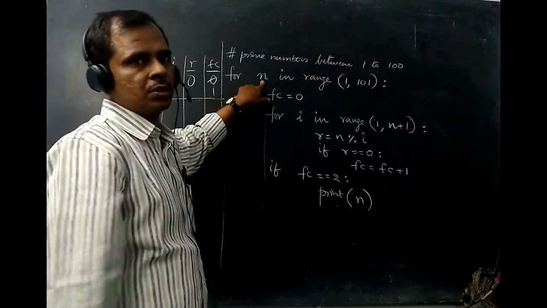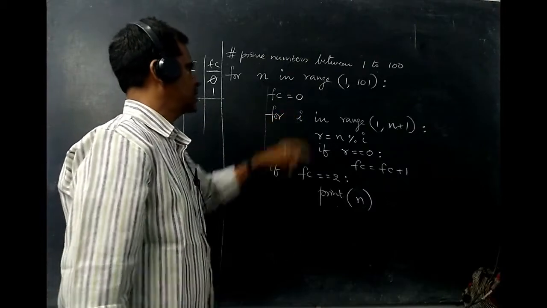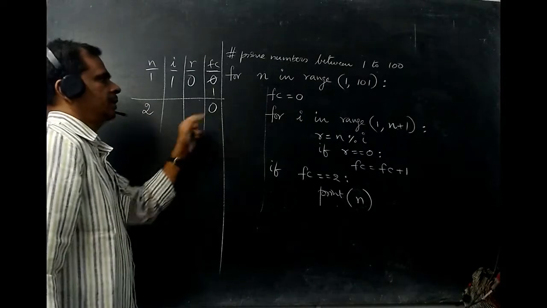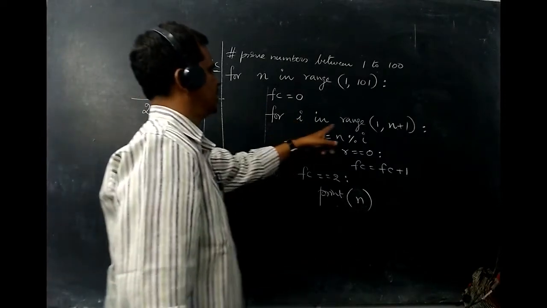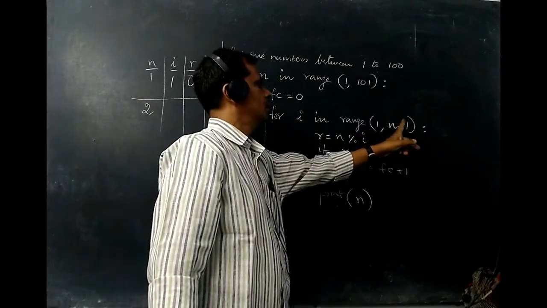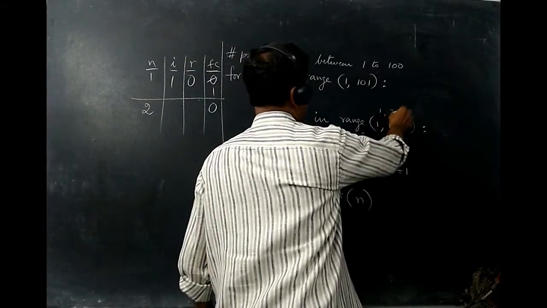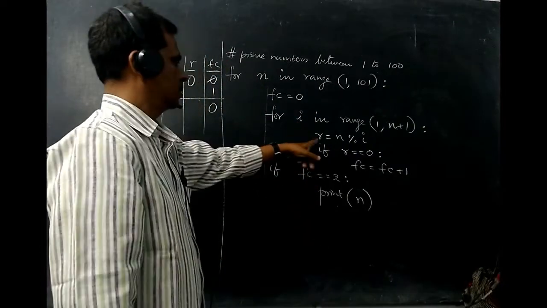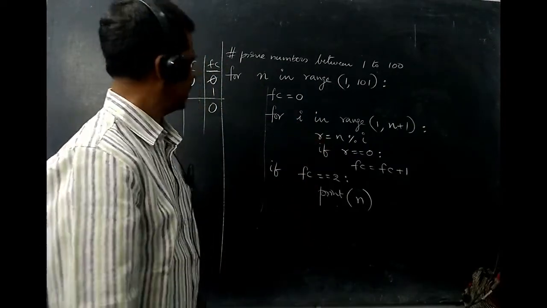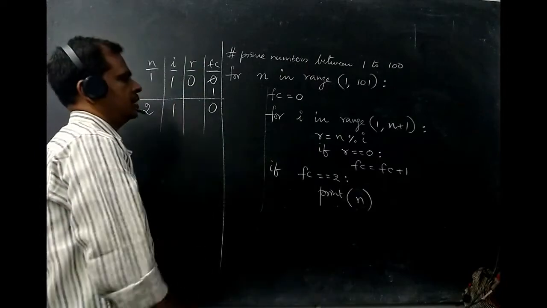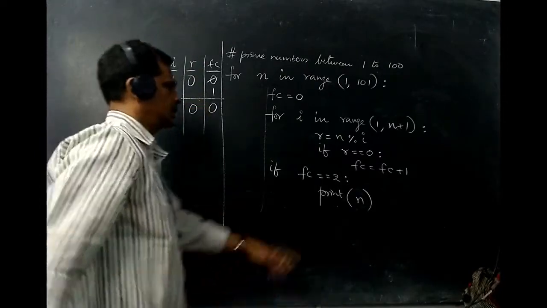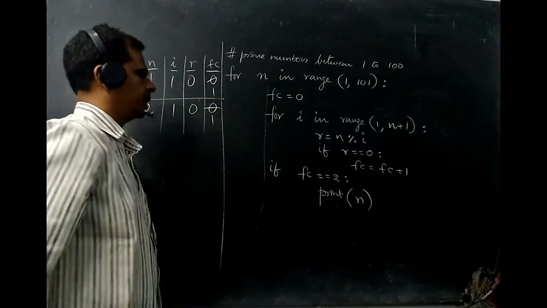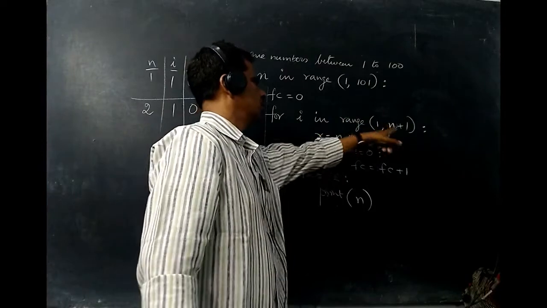N value becomes 2, right? FC is 0, factors count, because when the number changes, the factors count should be reset. For I in range 1 to 3, that is 1 to 2. See, it takes I as 1 and I as 2. R equal to n % I. 2 % 1 is 0. Is it 0? Yes. FC equal to FC plus 1. 1 factor. Then I value is now 2.